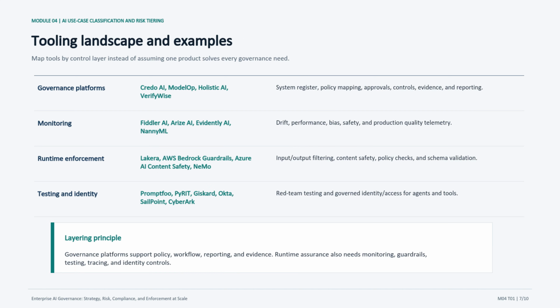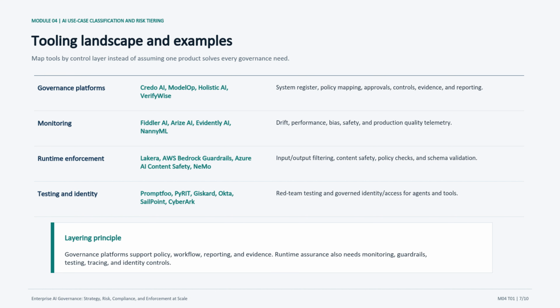every layer of governance. Tooling is often where enterprise AI governance conversations get blurry, so I would frame this slide carefully. We are mapping tools by control layer, not shopping for a single magic product. For this topic, the main tool categories include governance platforms using Credo AI, ModelOp, Holistic AI, VerifyWise, monitoring using Fiddler AI, Arize AI, Evidently AI, NannyML, and runtime enforcement using Lakera, AWS Bedrock Guardrails, Azure AI Content Safety, NeMo. The point is to show how governance platforms, monitoring, guardrails, testing, tracing, and identity controls play different roles.